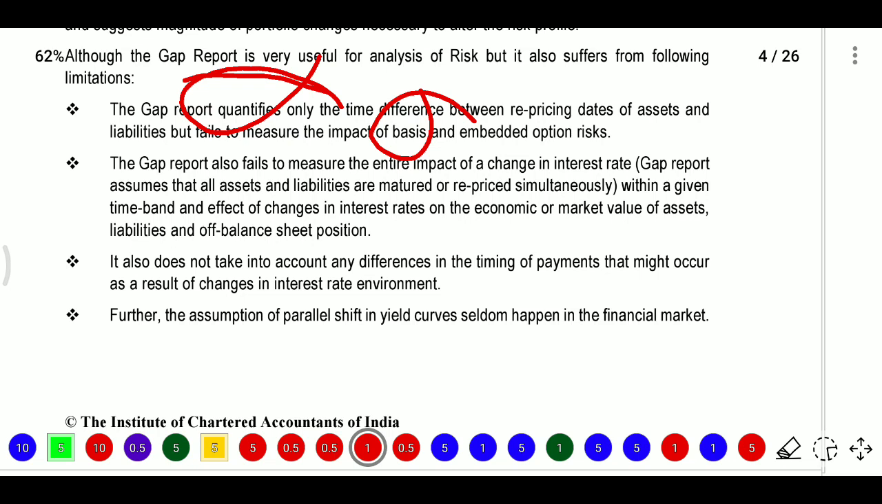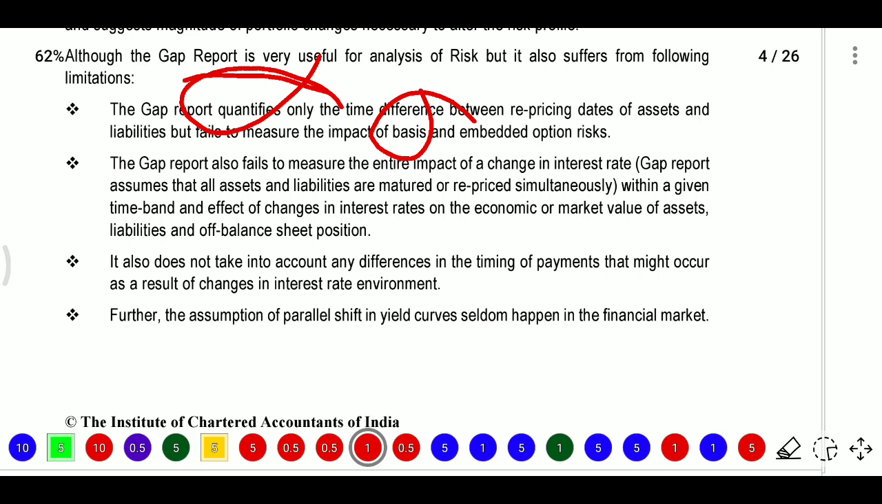Next, the gap report also fails to measure the entire impact of a change in interest rate. The gap report assumes that all assets and liabilities are matured or repriced simultaneously. On the basis of that assumption it is possible to calculate, but if there is any change in interest rate, the gap report cannot measure it. Within the given time band, the effect of changes in interest rate on the economic or market value of assets and liabilities or balance sheet positions is not considered.